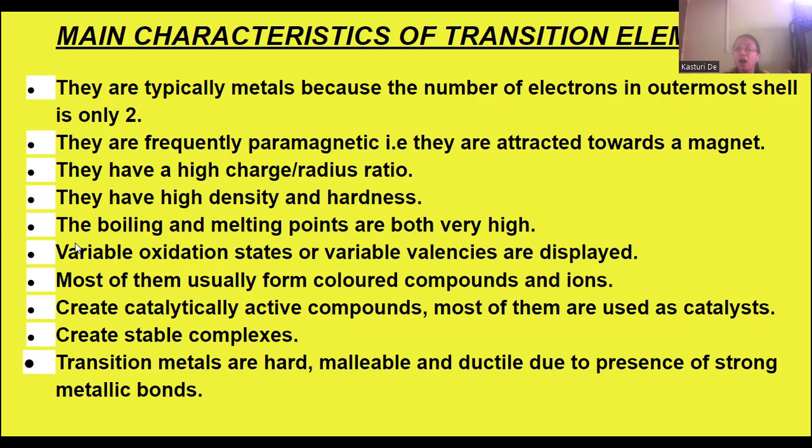Transition metals are hard, malleable, and ductile because of the presence of strong metallic bonds. As I told you, their metallic bonds are so strong, that's why these metals are hard, malleable, and ductile.